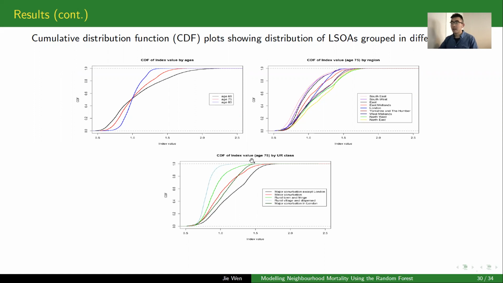And lastly, we can see the distribution plot separated by the urban-rural classes, which are 1 to 5, from major conurbation to rural village, where class 5 means major conurbations in London. We can see again a clear separation between them, and for classes 3 and 4, which are the rural RSOAs, the distribution is much more left shifted compared to the other regions, which means the index value in these two urban-rural classes is much lower than in the more urbanized areas.